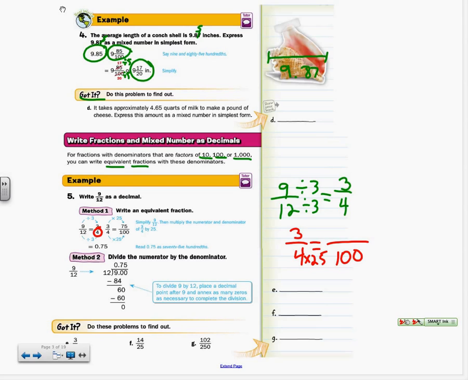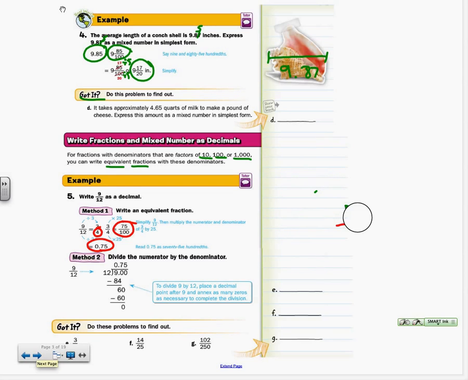So 4 times 25 is 100, and 3 times 25 is 75. That's how they got to 75 hundredths. And just like we learned in the last lesson, I can rewrite that as a decimal, 0.75. Okay, the second method. If we don't want to do that, or if we can't figure out how to do that, the fraction bar in 9/12 actually means divide. So I can say, okay, 9/12.